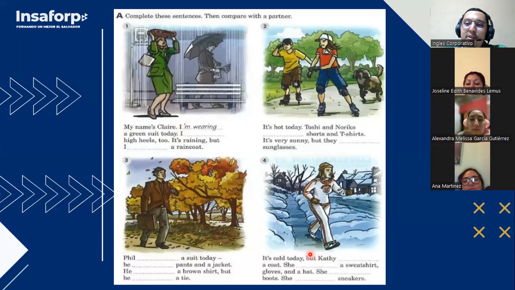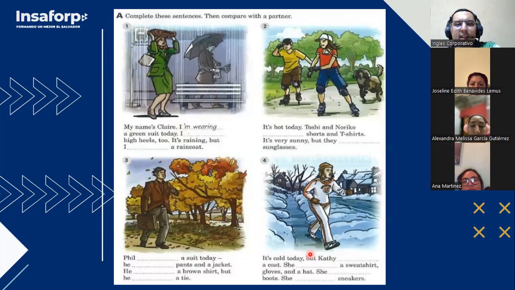Because running shoes or sneakers are what were created for that, right? For being comfortable and more useful for people in those cases. Boots, in cold weather, are only for keeping you warm. But they are not for running. You cannot be going around running with boots. No, that might be very strange.